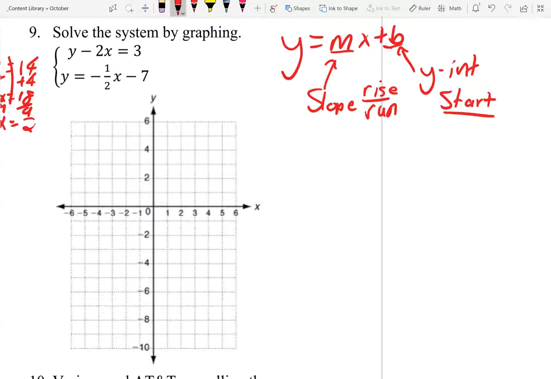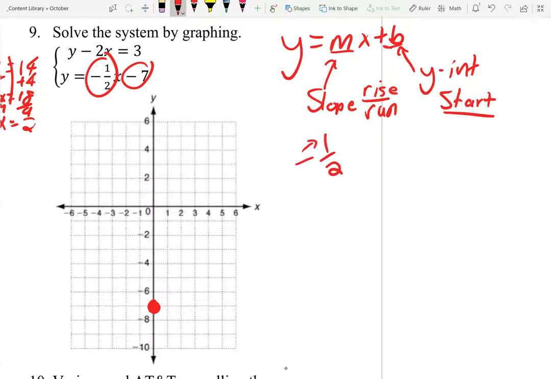Now remember, the y-intercept, the b value, which in this case is my negative 7, is my starting point. So I'm looking at the y-axis, which is the one that goes up and down, and I'm going to start at negative 7, which is right here. So I put my point there. Now I use the slope to tell me where all the other points are going to go. Now the slope of this line is negative 1/2.